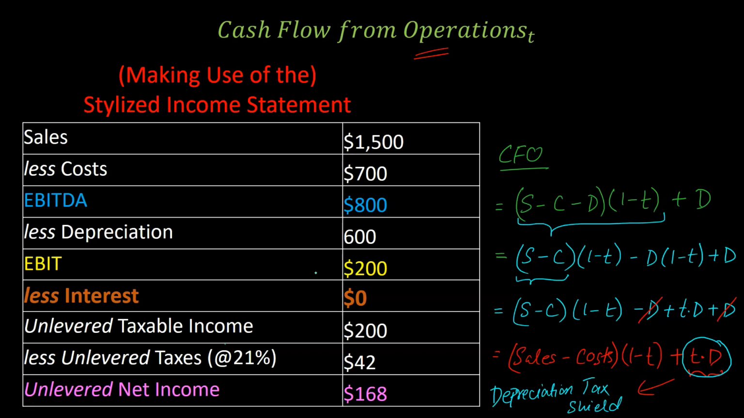And so this sums up our discussion on A, how we measure cash flow from operations, where the important point was that we don't account for financing expenses. And then B, we saw how we can calculate cash flow from operations using different formulations.